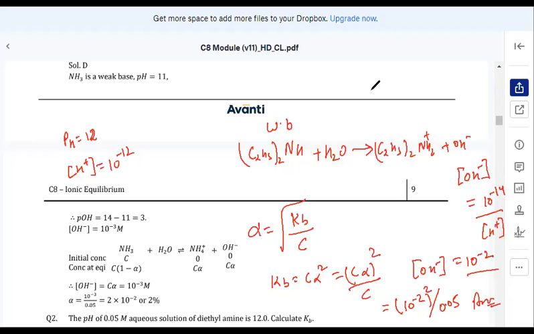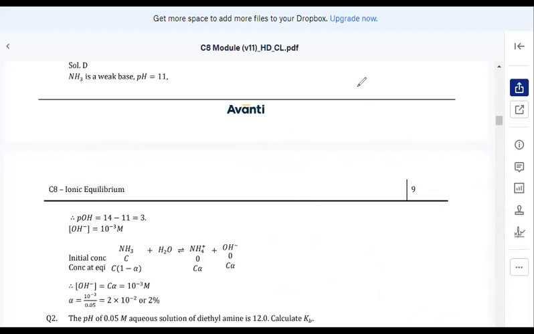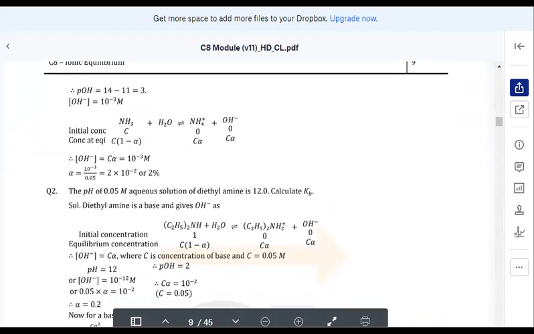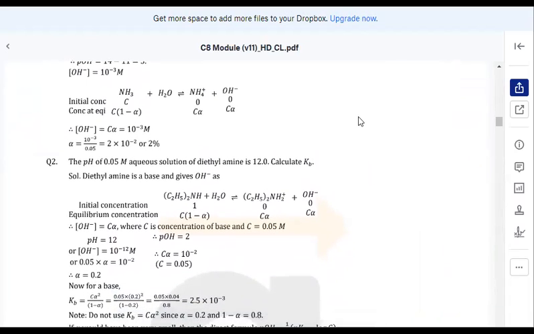Okay, so I guess all of you got the answer. Yes, C alpha is equal to the concentration of OH minus only. Because when you talk about amines, it releases OH minus. It takes H plus and releases OH minus. See the reaction, everyone. Please see the reaction.